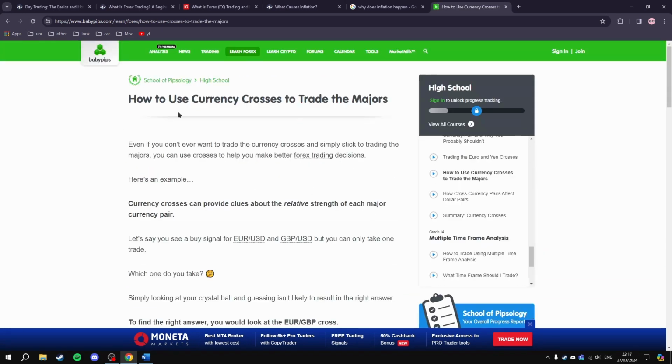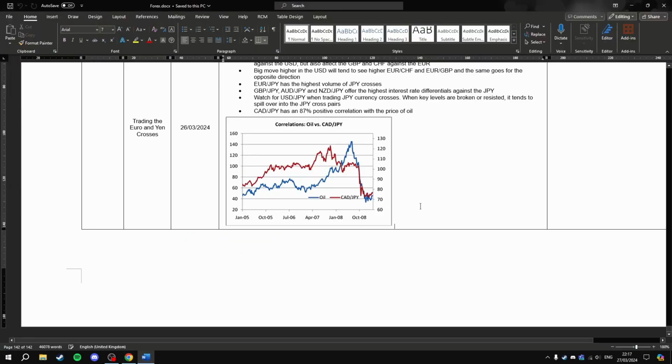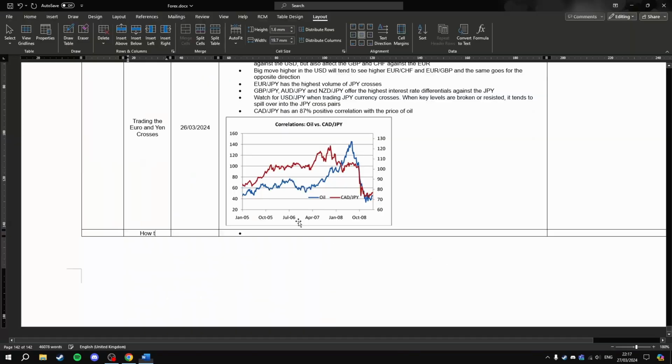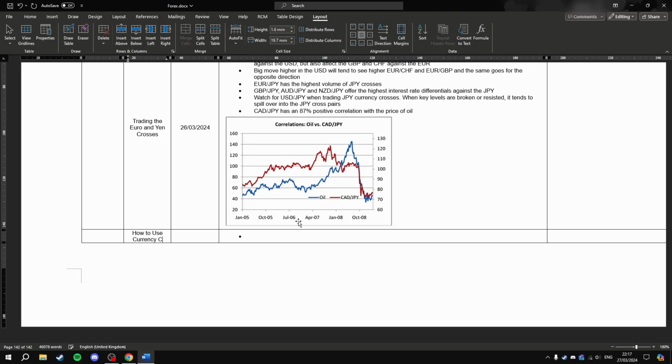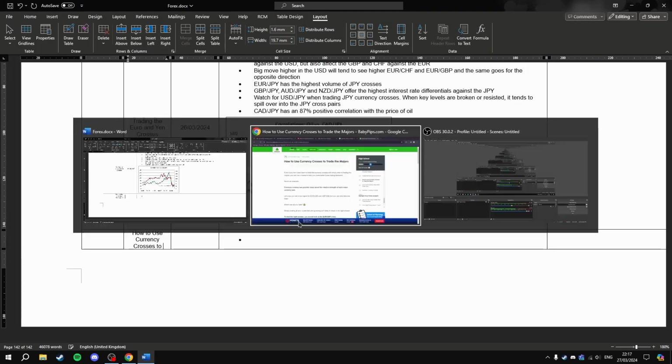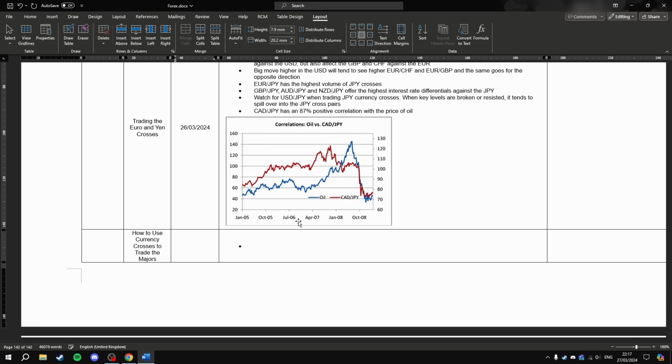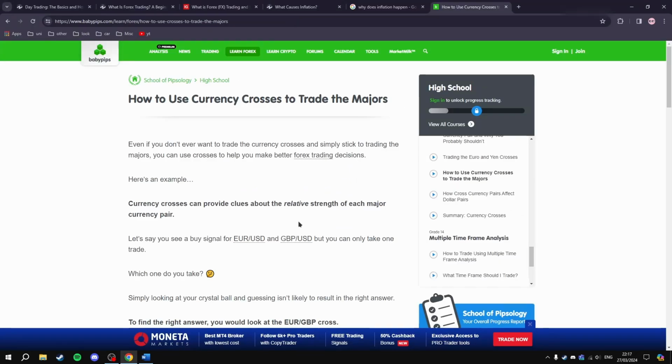So now we are on how to use currency crosses to trade the majors. Date is the 27th. Let's get started. How to use currency crosses to trade the majors.